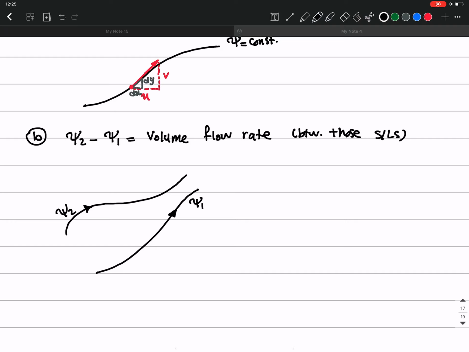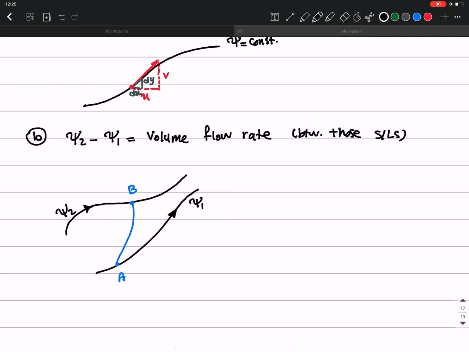So say I want to calculate how much volume flow rate is going between these two streamlines. So say then I'm going to start from point A in the flow, and then I want to see how much of the flow is crossing this AB line, which is between these two streamlines.